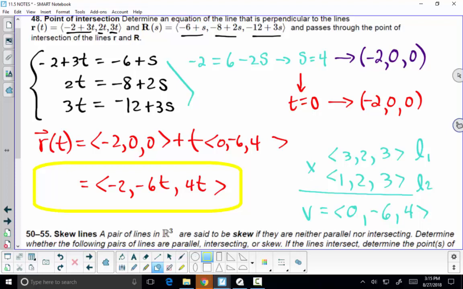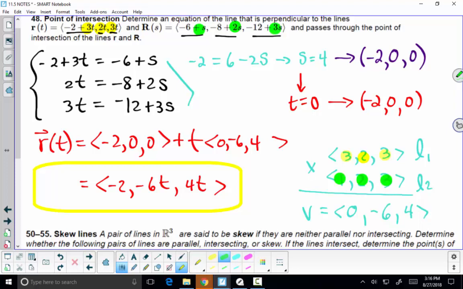Eric? I'll have to read the books. I'm still figuring out how you got 3, 2, 3. Okay, so yeah, let me explain that. When you look right here, the coefficients of t, those are those. The direction of a line is always going to be found by looking at the coefficients in front of the variable. So the 3, 2, 3 is coming from the coefficients of t for each component. And the coefficients of s are 1, 2, 3. Those are where those are coming from.